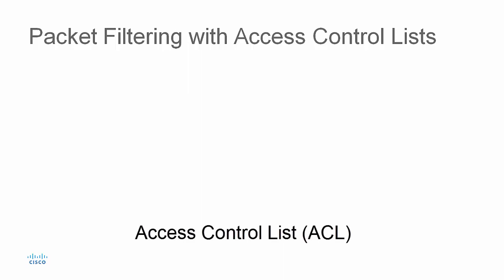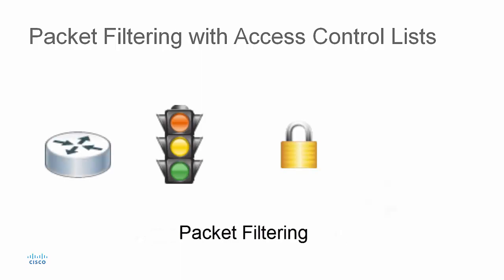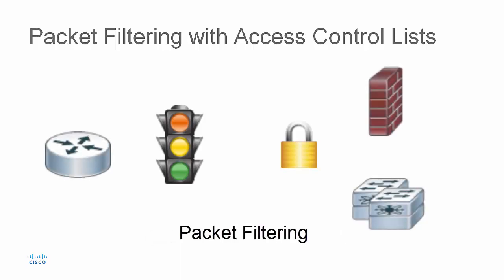Access control lists, ACLs, are an essential part of a well-designed and maintained network. They provide an essential piece of the puzzle to control traffic and protect data. ACLs provide packet filtering and can be implemented on routers, multi-layer switches, and firewalls.